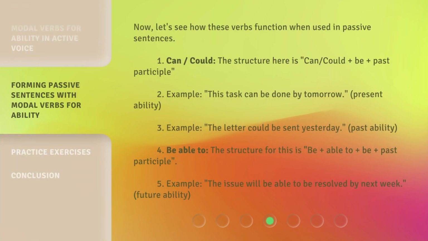Now, let's see how these verbs function when used in passive sentences. 1. Can, could. The structure here is can, could plus be plus past participle. 2. Example: this task can be done by tomorrow. Present ability. 3. Example: the letter could be sent yesterday. Past ability. 4. Be able to. The structure for this is be plus able to plus be plus past participle. 5. Example: the issue will be able to be resolved by next week. Future ability.